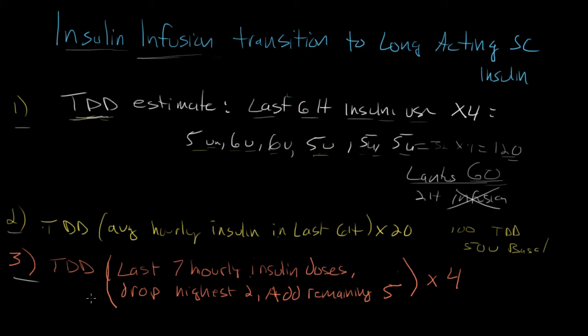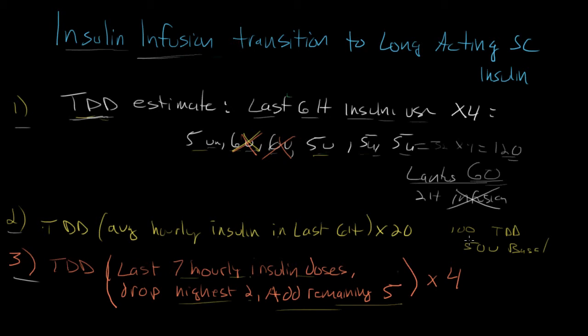The final method here, what I like to call the Olympic method, is, I've never done this, but you can do this. You take the last 7 hours of your insulin doses, drop the highest 2, and take the remaining 5 and add them together, and then multiply that by 4. So in this particular patient, if I took out, I'm going to change colors here, the 2 highest doses were their 6 unit doses, so we take the remaining 5 unit doses, add them up, multiply by 4, and do the math, and basically gives you the same values.